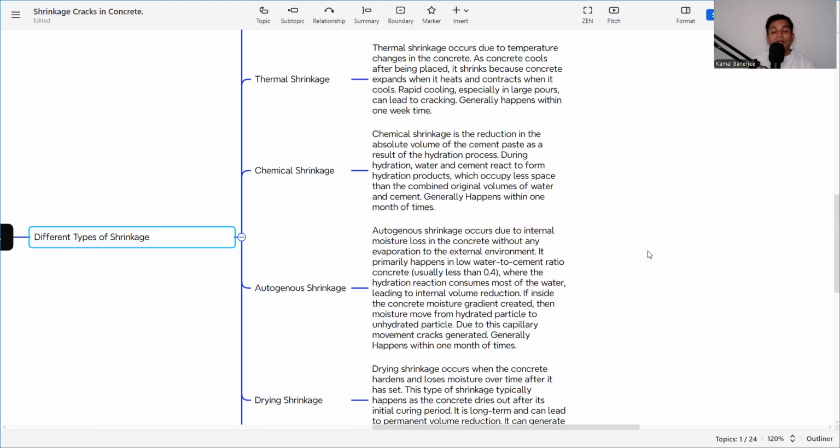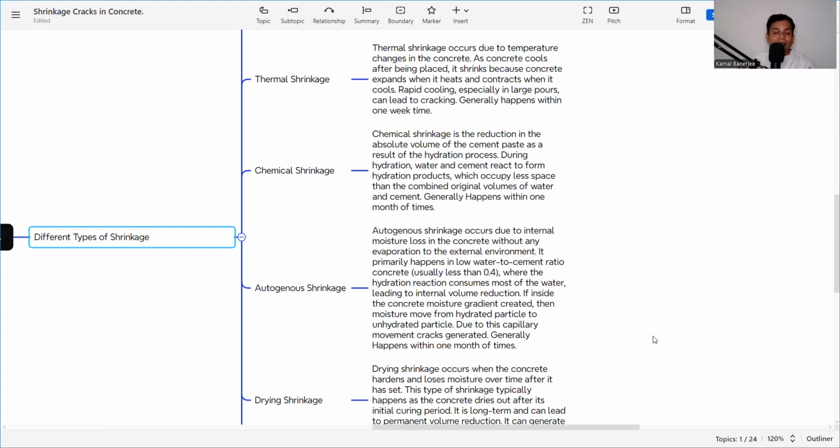the cement particles start reacting with the water. So now this chemical reaction happens. Because of the chemical reaction, a volume change and volume reduction happen. So because of the chemical reaction, the volume change and volume shrinkage, whatever cracks are generated, that is chemical shrinkage. During hydration, water and cement paste react to form hydration products which occupy less space than the combined original volumes of water and cement. It generally happens within 1 month.